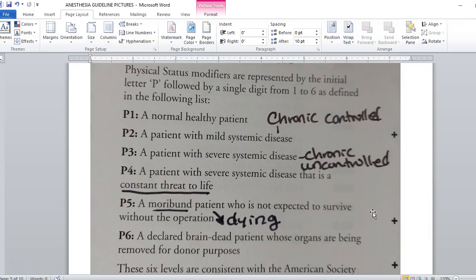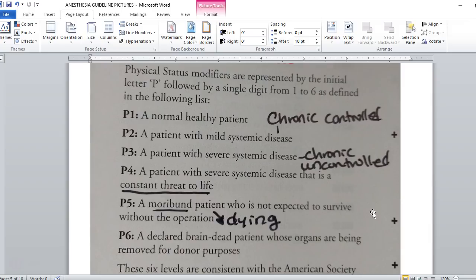P4, again, is a constant threat to life. So their systemic disease is putting them in a constant threat to life. This is going to be like congestive heart failure. This could be emphysema, chronic obstructive pulmonary disease.